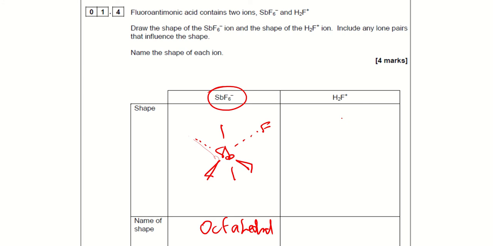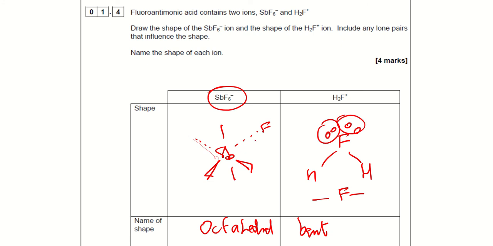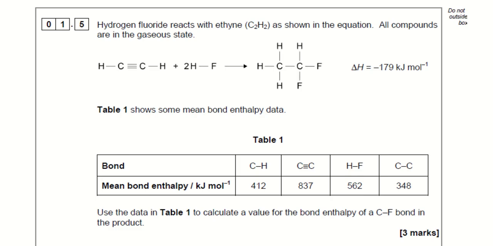Okay, and our H2F+, if you look at it, you will see that my F is there, my H is there, my H is there, and on this fluorine we end up having 2 lone pairs of electrons. Okay, if you draw out the dot cross diagram, therefore it is bent. I had a few people saying this was linear, but linear would not apply whenever you have the 2 lone pairs of electrons there, guys.